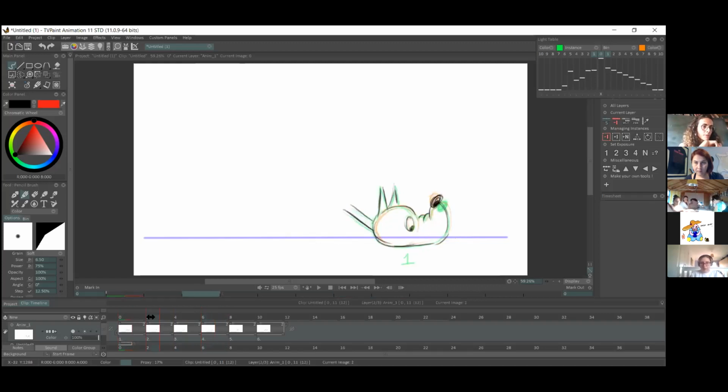So you can see that it's going back and the nose is following like a separate thing, like the top.